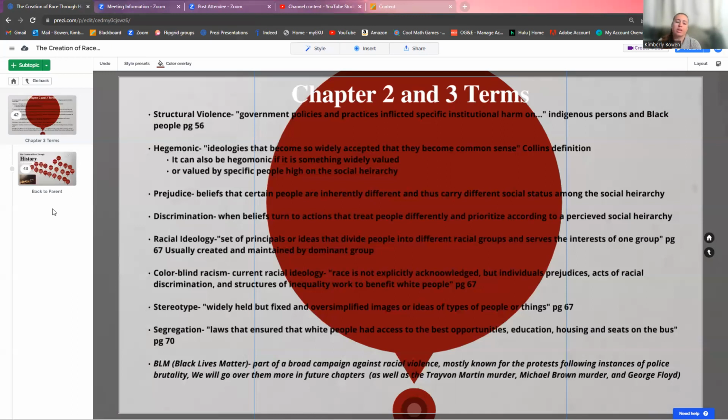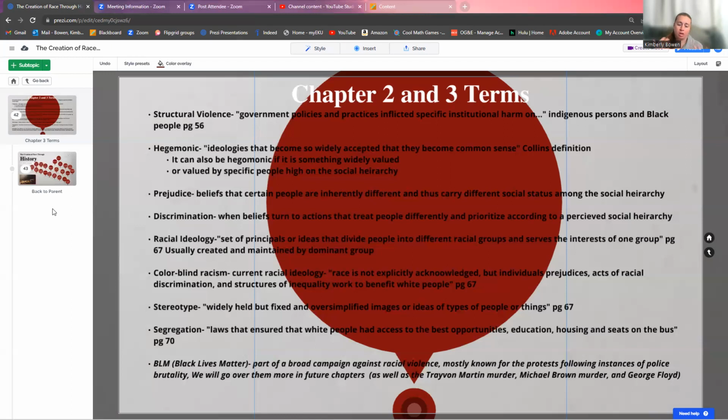Colorblind racism, which we'll get into a little bit more in another slide, is currently considered the current racial ideology, and it's where it's not explicitly acknowledged, but individual prejudice, acts of racial discrimination, and structures of inequality work to benefit white people still. We're going to get into more nuanced ideas of what colorblind racism is, because it's something that is in several of your texts, and so we will talk about that a whole lot more.